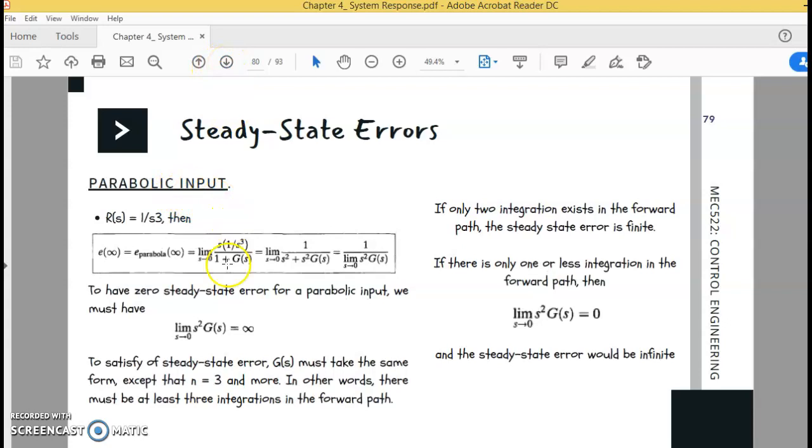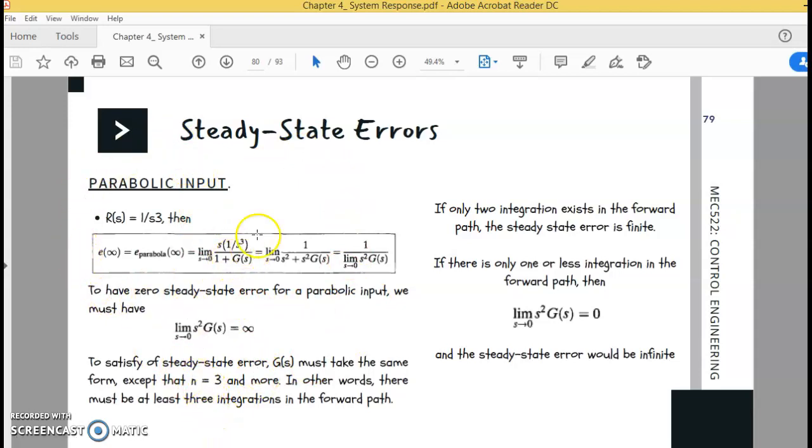Okay, last one is a parabolic input. Okay, you replace R by 1 over S cube. Okay, so you cancel this one, so you akan tinggal lah this one, limit S approaches 0, 1 over S square plus S2 GS. Put 0 here and then lastly you can get 1 over limit S approaches 0, S square GS. Okay, so here this one is a KA, constant acceleration.